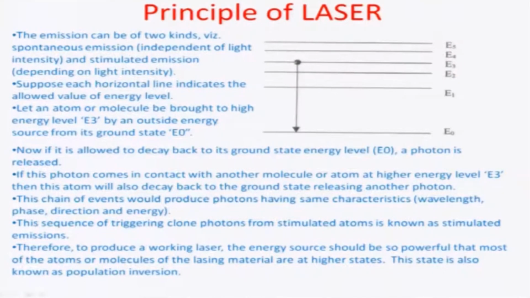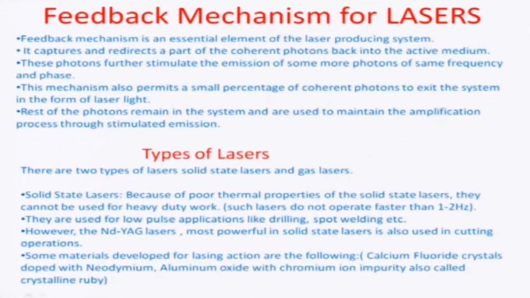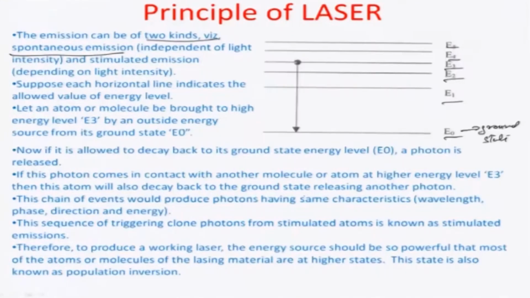Let us say this is a complex model with different energy levels of an atom, E0 being the ground energy level, and these are different higher energy levels varying from E1 to E5. There are two different kinds of emissions which can happen. Emission, as you know, is the return of an electron from a higher to a lower level. One is called a spontaneous emission, which means that it is independent of the intensity of the light. It happens spontaneously. The other, depending on the light intensity, is a stimulated emission. So there are two different categories.